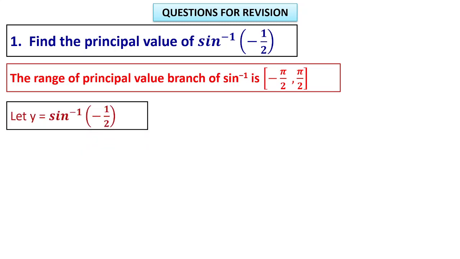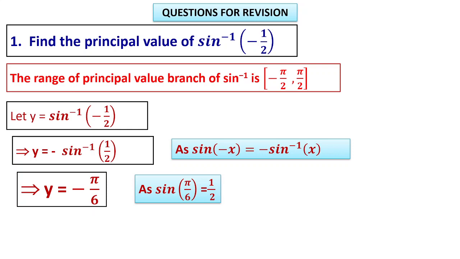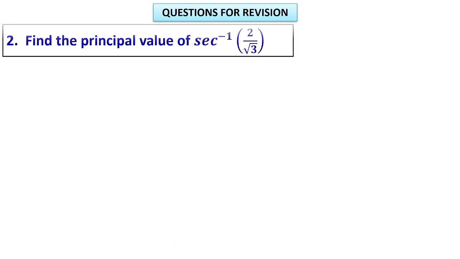I am taking y is equal to sin inverse of minus 1 by 2. Let me use the first property. Sin inverse of minus x is minus sin inverse x. Now, what is sin inverse of 1 by 2? Because sin pi by 6 is 1 by 2, therefore sin inverse of 1 by 2 is pi by 6. Therefore, the principal value is minus pi by 6. You can see very well that minus pi by 6 lies in the principal branch. Then only the answer is correct. Good.